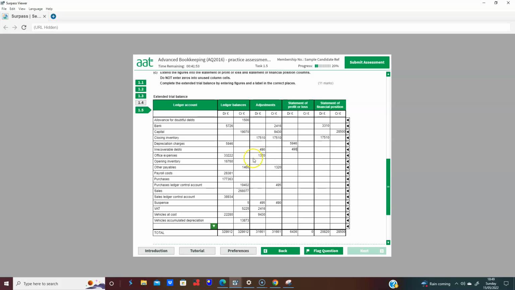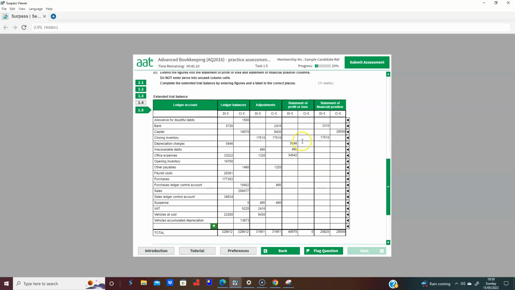So typically, if you're accruing or prepaying, that will all happen here. So you have these office expenses, and we're putting through the adjustments. Office expenses coming through 1333 plus 1320. So a complete adjustment. This is most likely to be an accrual, isn't it? Because you're increasing the office expenses. 34,542. No problem at all.